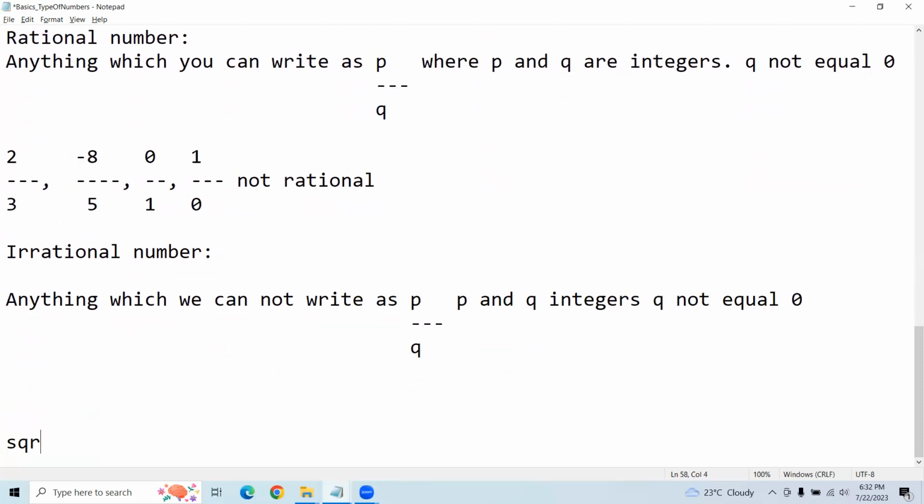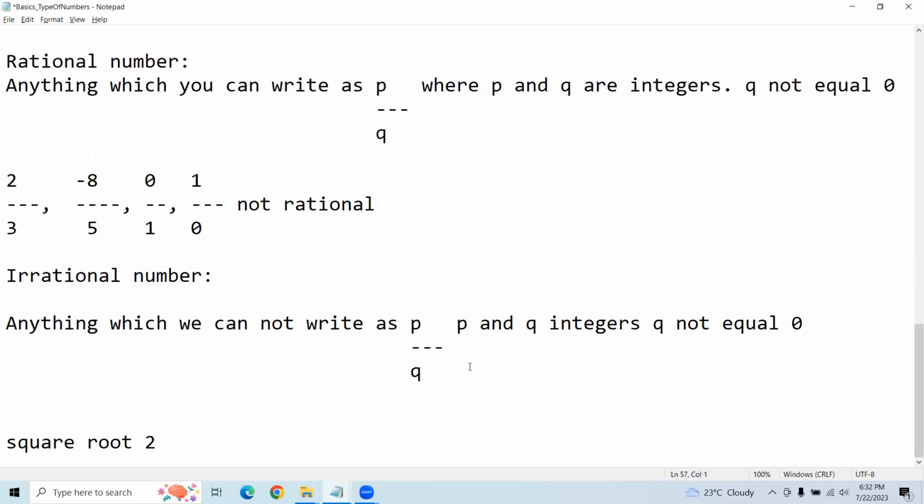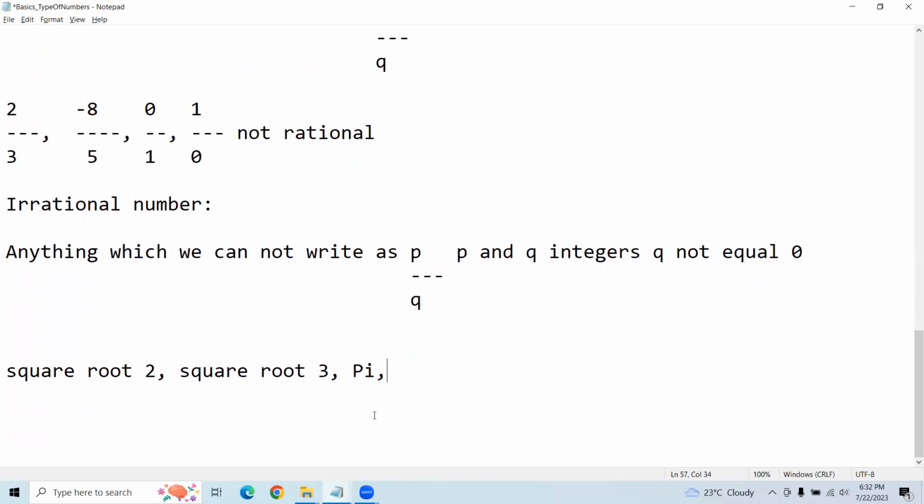So if I write down the square root of 2, we won't be able to represent it in the format of P upon Q. So that is an irrational number. Square root of 3, that is again an irrational number. If I write down pi, we don't have the exact value of pi, so we cannot represent it as a fraction. The way we write it as 22 by 7 is just for our calculation. If we write just 22 by 7, this is a rational number, but that is just a workaround value for pi.